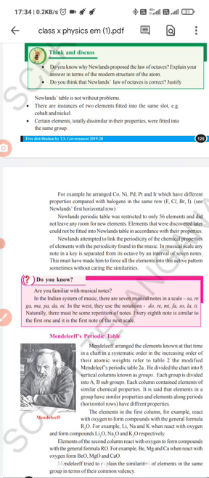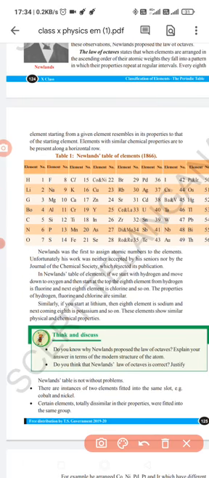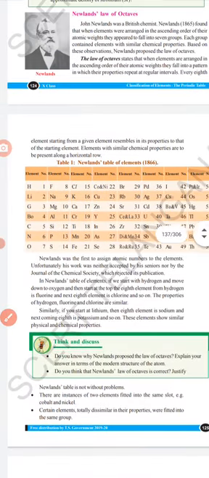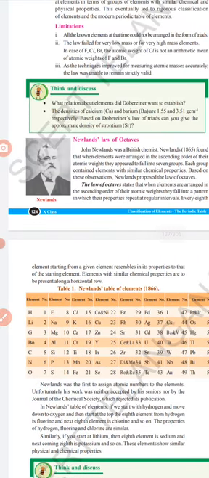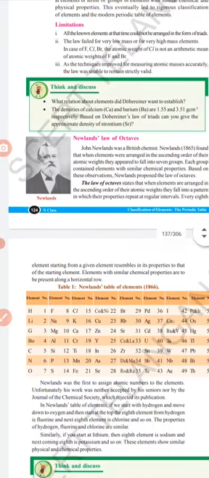The same way, every eighth element in this table will have similar properties, like sa re ga ma pa dha ni. After ni this will come. The same way, hydrogen, after 8 elements, again fluorine repeats, which has similar chemical and physical properties. Okay, this is about Newlands. After Dobereiner's law of triads, we understood Newlands' law of octaves.